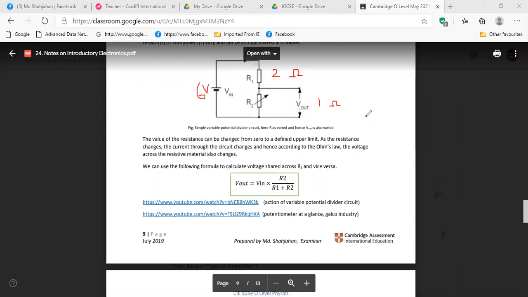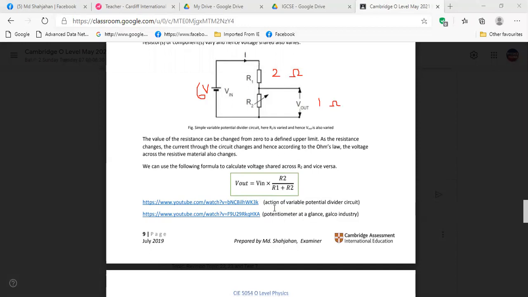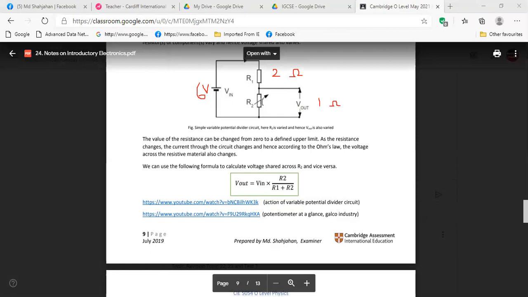Anything else? Anything more from potential divider? And potential divider has another name, that is potentiometer. This is potentiometer. If we can vary the resistance, that is called potentiometer.